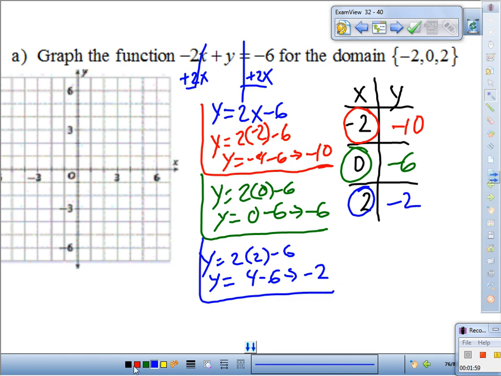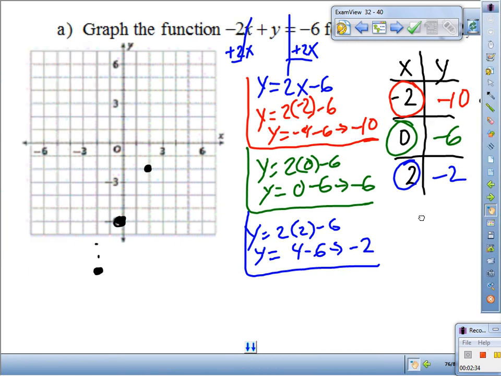All right, let's plot that. I'm going to start with this one, negative 2, negative 10, that's 7, 8, 9. Negative 10 is right there. Okay. Next one, 0, negative 6. And 2, negative 2. Okay, but notice on this one they gave us a specific domain. What was the domain? Negative 2, 0, and 2. Those are the numbers they wanted us to use.